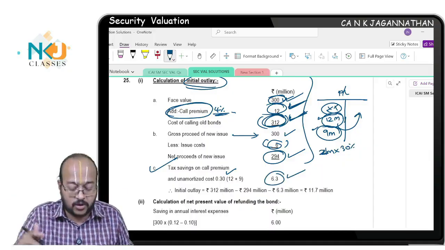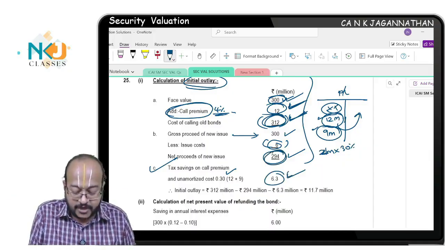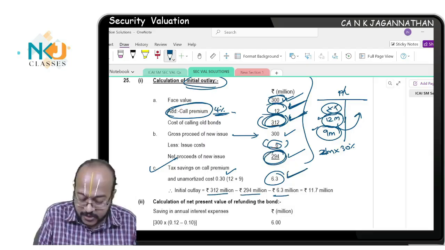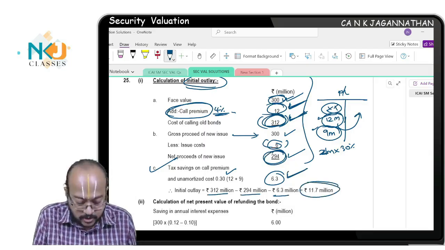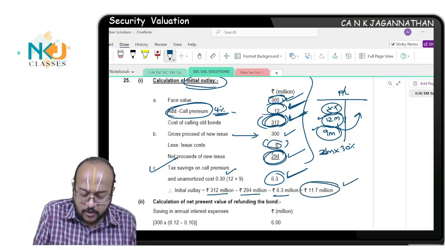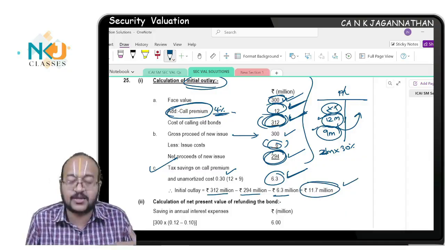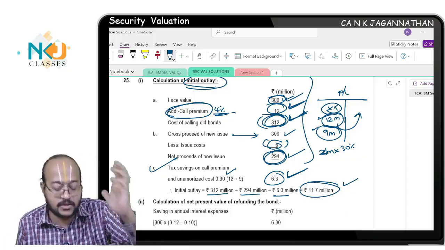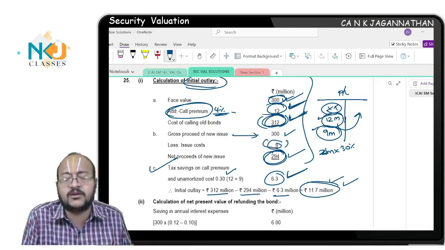If you refund the bond, net outflow 294, net inflow 6.3, and today 312 minus 294 minus 6.3, you will have a net outlay, net outflow, which means minus 312 plus 294 plus 6.3, ideally minus 11.7 is the net, which means it is in outflow terms. Net outflow comes to 11.7 million.